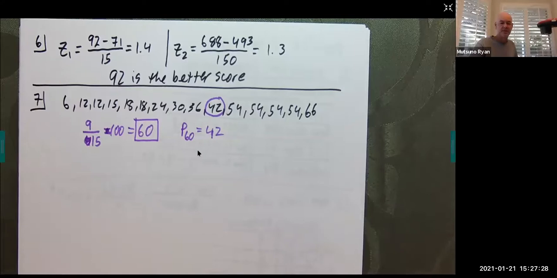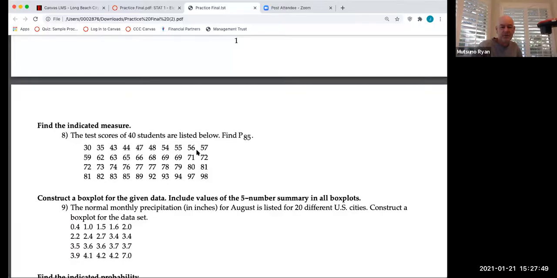Number 8. I actually don't need to type these numbers in because they're already in order. But I want to show you what I'm going to be doing. Let me share this screen with you. So you can see there are 40 scores here. This is 1 through 10, 11 through 20, 21 through 30, and 31 through 40. They want to know P sub 85. So what that means is I want to find the position that will guarantee 85% of the information is below it. So let me switch back real quick.